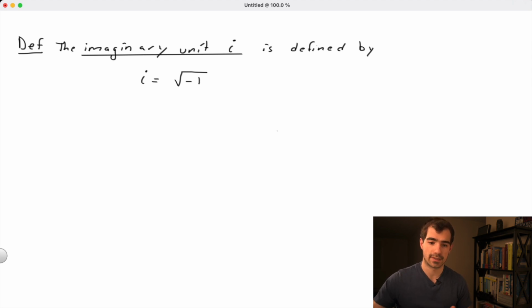And as a result of this, i squared is equal to -1. So for the first time, we have the ability to square a number and get a negative result, or take the square root of a negative and get a result. And this might seem confusing at first because in some sense it's a little bit less concrete maybe than some other real number, right?